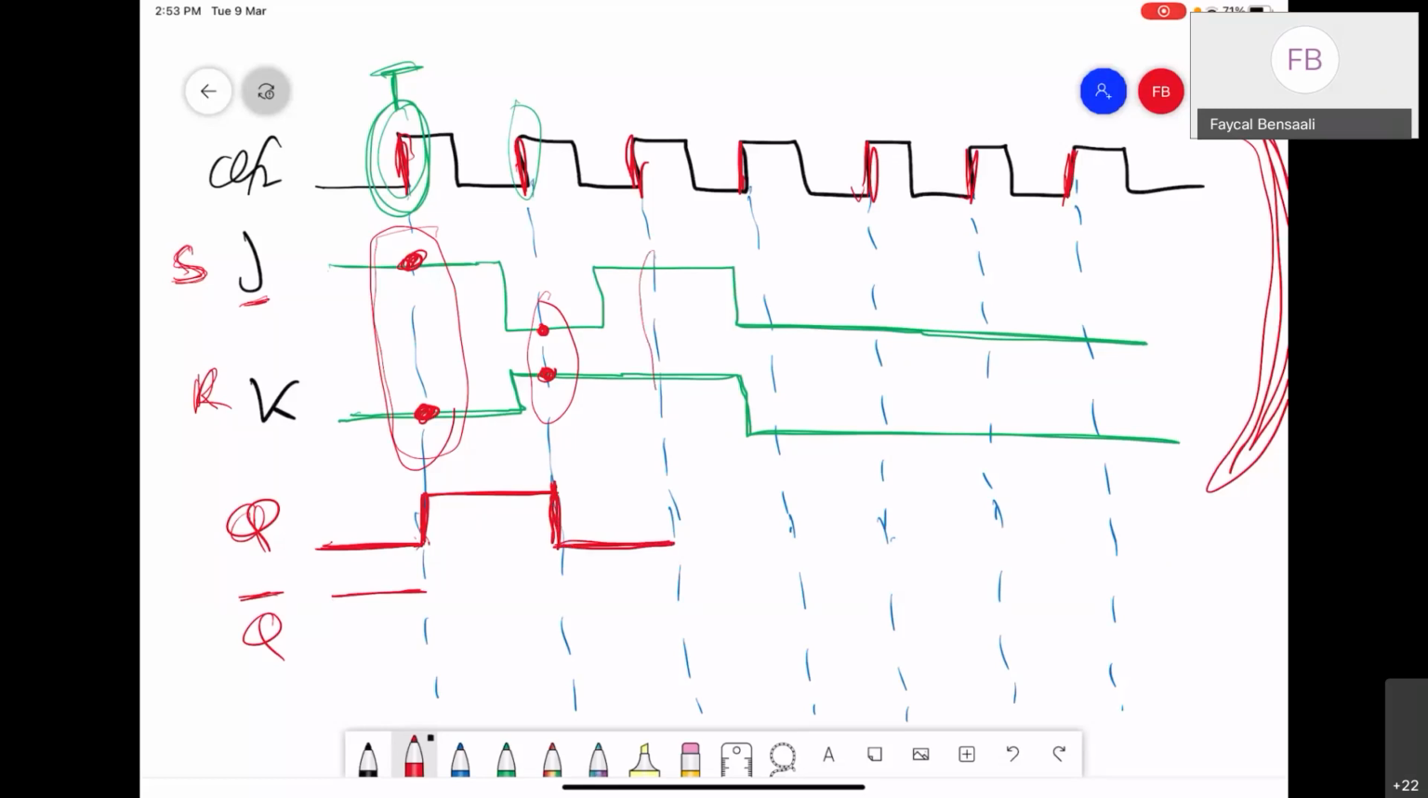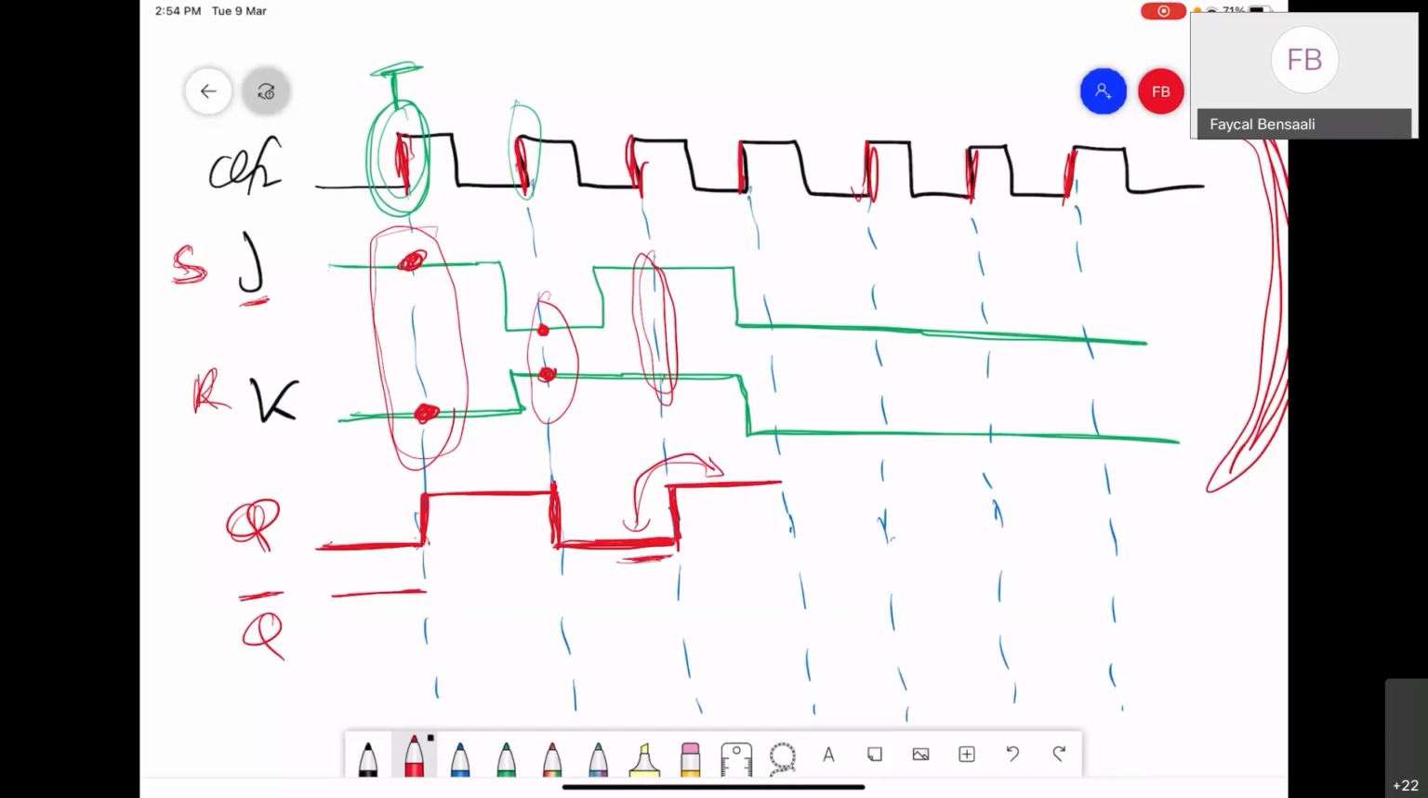So this is the next rising edge. J is 1, K is 1. What does it mean? 1, 1 means it's the opposite, Q bar. Do you remember? In the truth table, for 1, 1 the next Q will be the opposite of the previous Q. This is the previous Q. Q is 0 here, right? So the next Q will be 1. This is the previous one, this is the new one, the opposite.